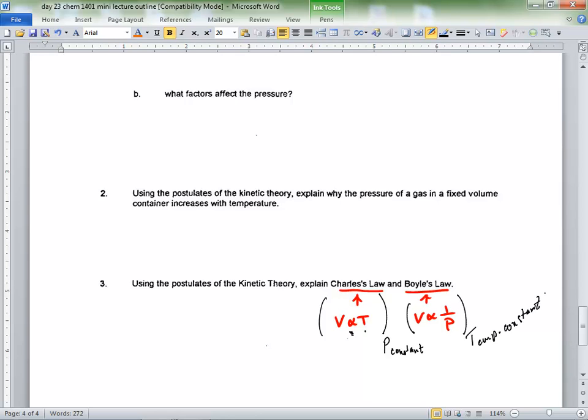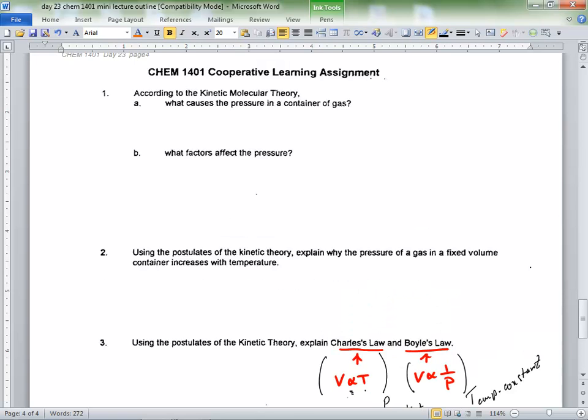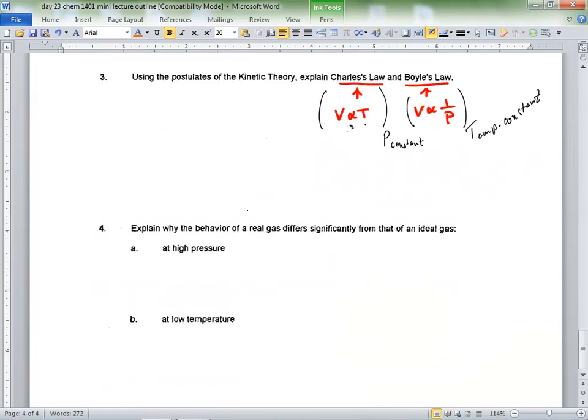Okay. So using these ideas that you've seen with kinetic molecular theory of gases, try to answer all these questions. And this is the big one at the end. You want to make sure you get the right answers for this. So talk with the folks around you and try to answer all these. I'll be glad to help you out if you get stuck.